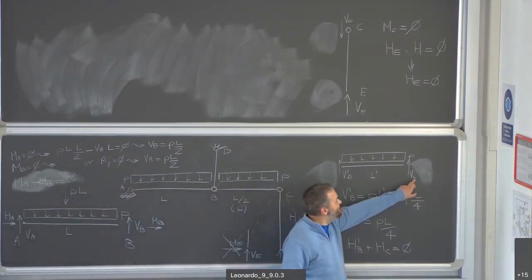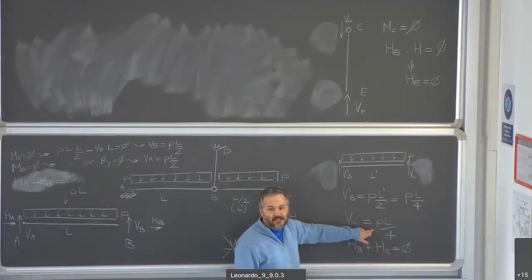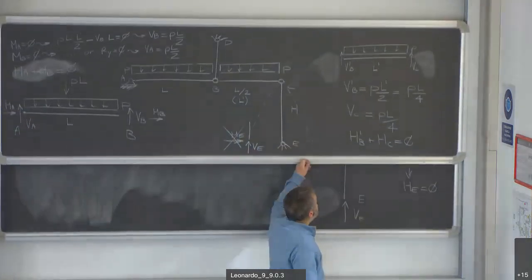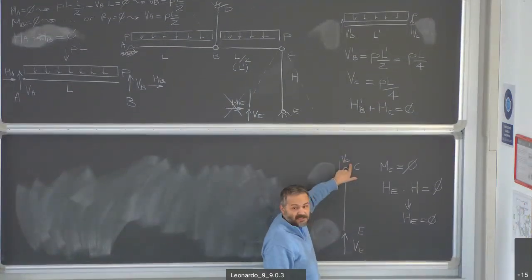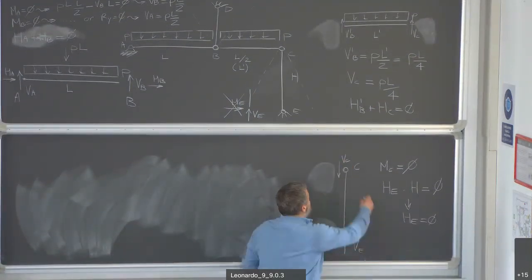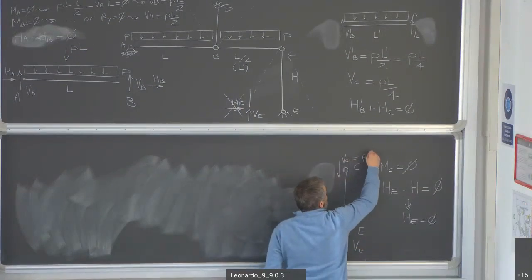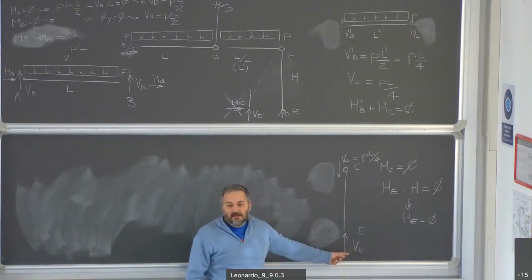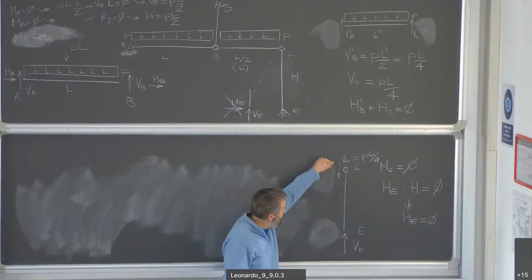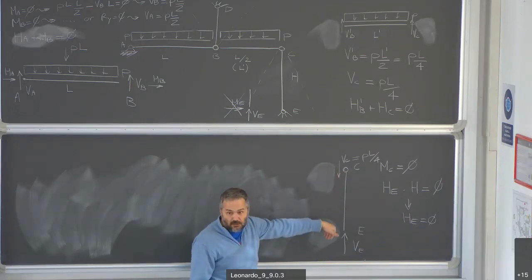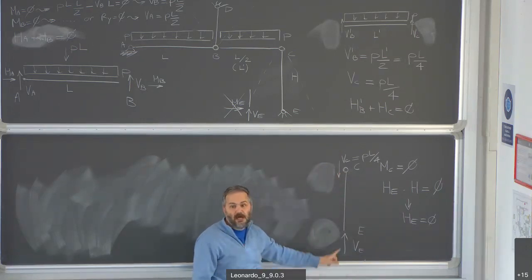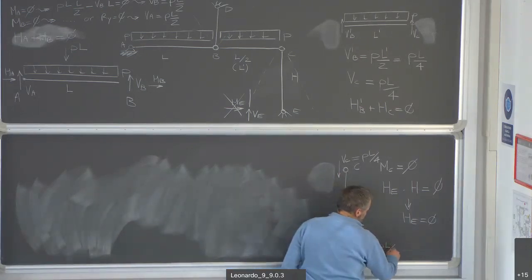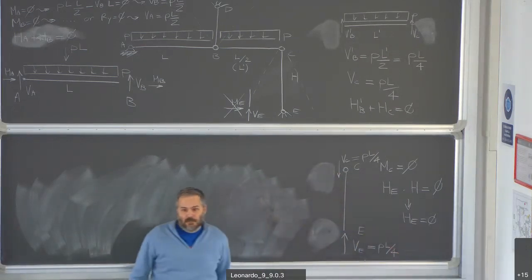And now let's close the circle. We know we have VC, which is equal to PL divided by 4. For the principle of action and reaction, VC acts here at the top of the column, so I can immediately write that this is equal to PL divided by 4. And what will VE be? VC pushing downwards, VE pushing upwards. For equilibrium, this is equal to PL divided by 4. Okay?